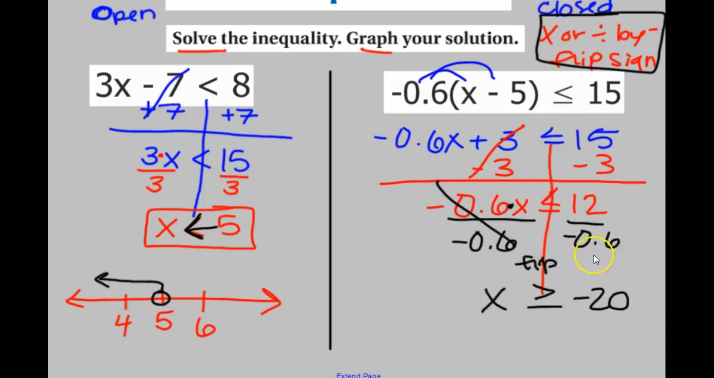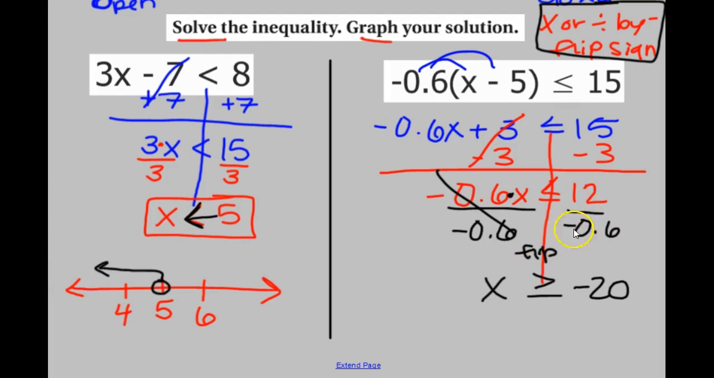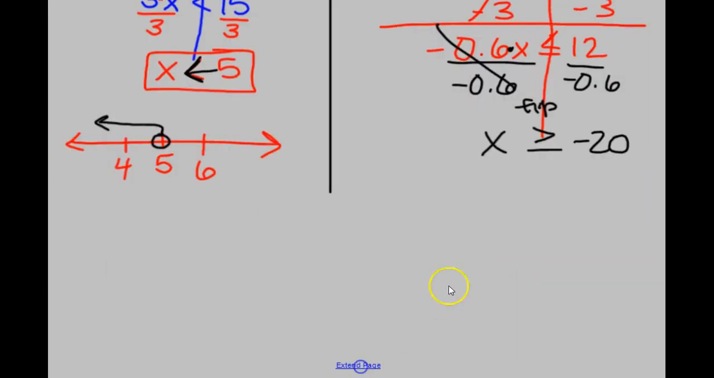If you think about it, that makes sense because how many times is 0.6 going to 12? Well, it's going to be more than 12 because 0.6 is less than 1. So there's our answer, and we need to graph this on a number line.